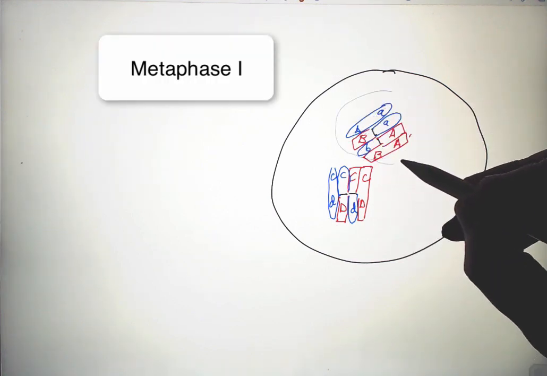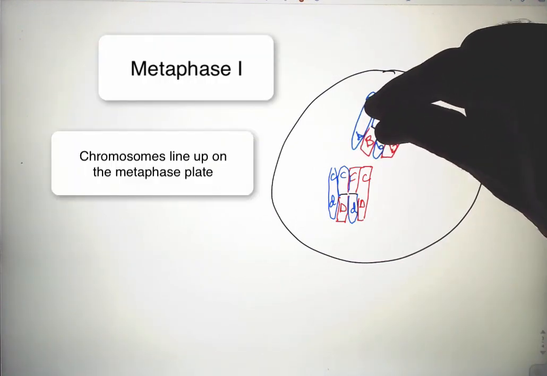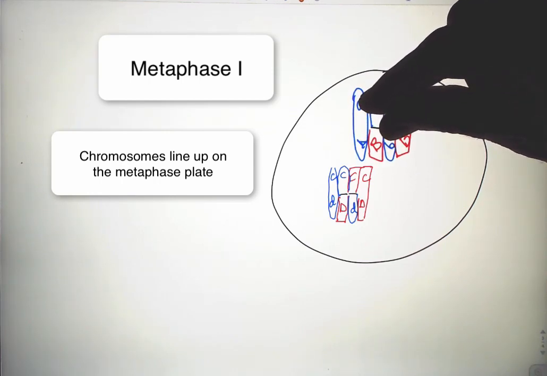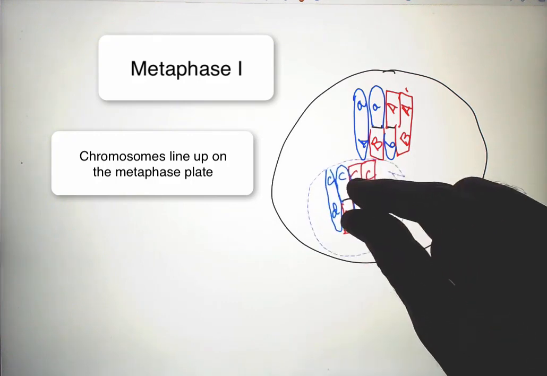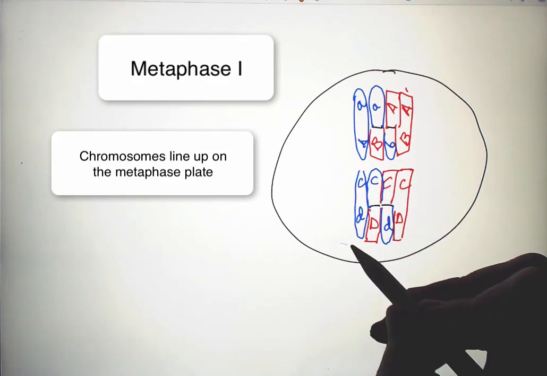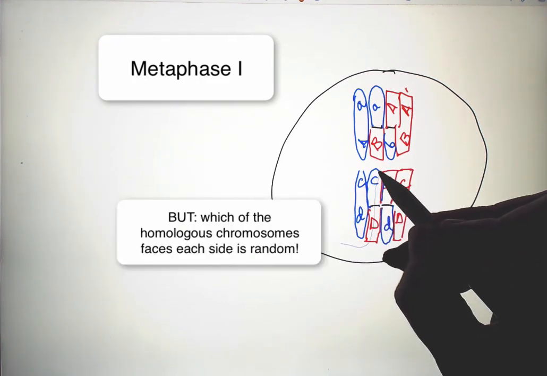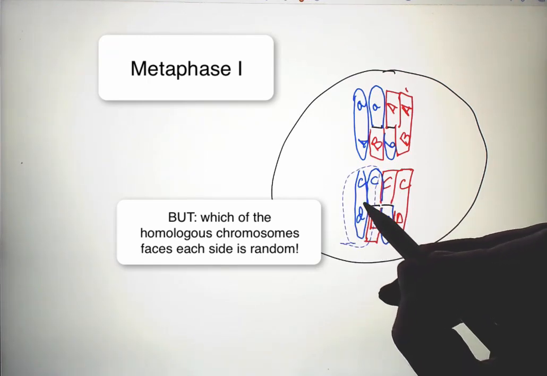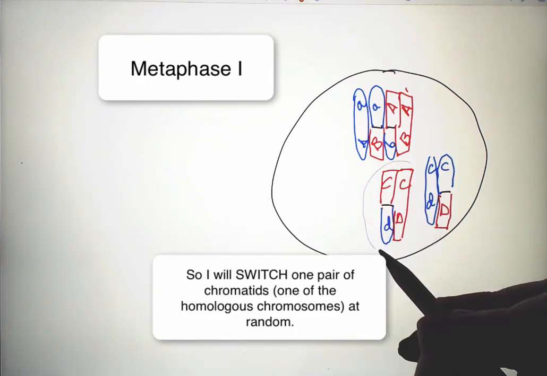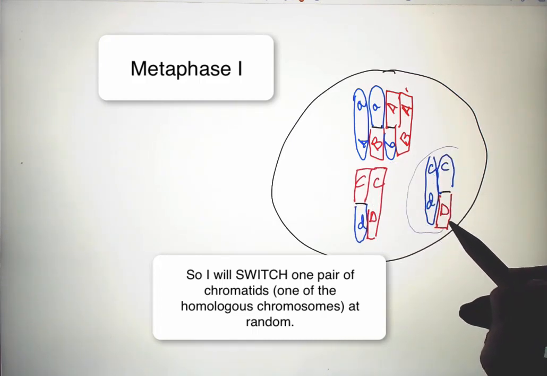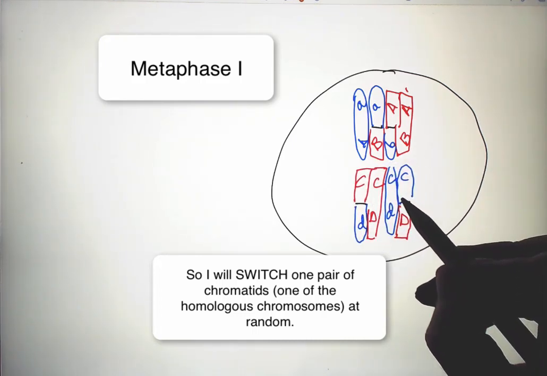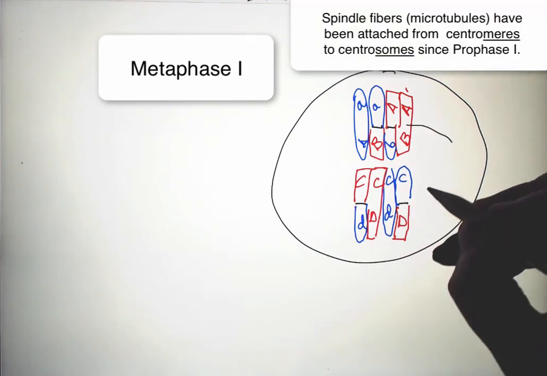In metaphase, the tetrads line up on the metaphase plate. And here I'm showing them lined up on the metaphase plate. But it is arbitrary. It's random as to which set of chromosomes faces which side. So I'm just shifting two of them so that you can see that on one side it's mainly maternal, and on the other side it's mainly paternal chromosome.